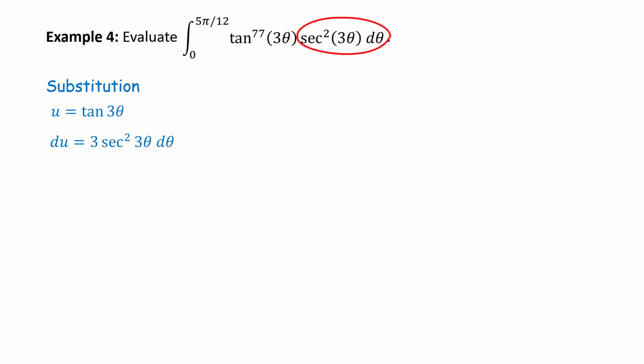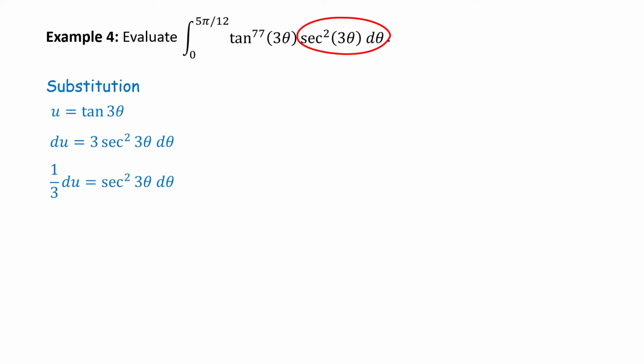Note that in the original problem, we have secant squared 3 theta d theta, and in our substitution, that term is multiplied by 3. In order to be able to make a direct substitution, we're going to divide out the constant 3. That'll give us 1/3 du is equal to secant squared 3 theta d theta.